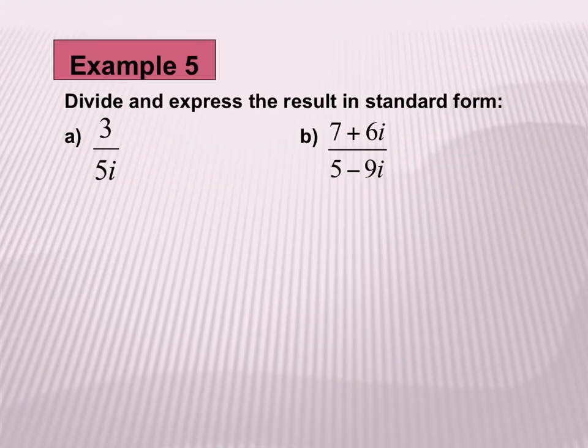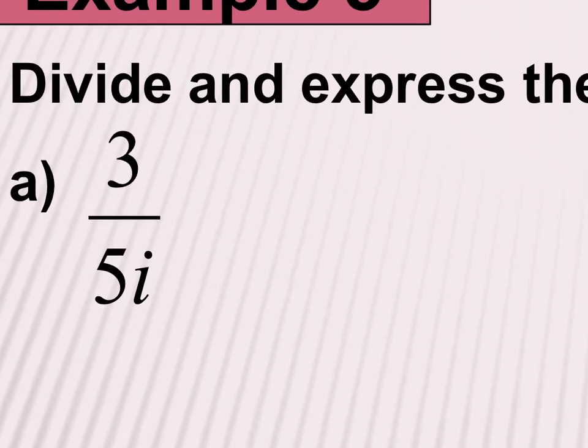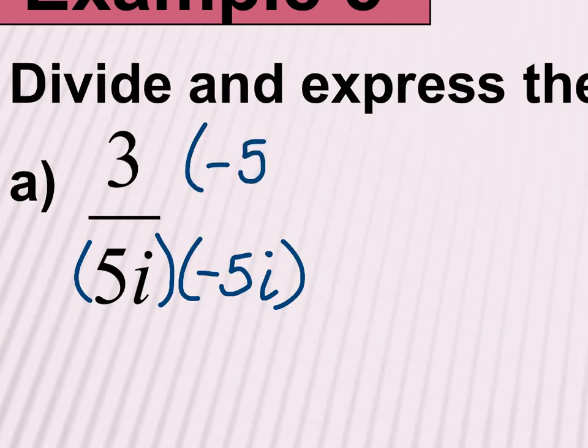So for this, you'd see something like this. Divide and express the result in standard form. So if I look at A, I've got an i in the bottom, which is the same thing as having the square root of a negative number in the bottom. Can't stay that way. So I multiply by the conjugate. The conjugate of 5i is negative 5i. What I do to the bottom, I have to do to the top.